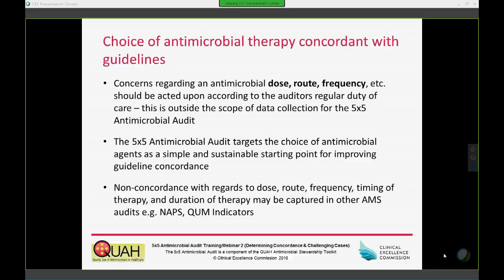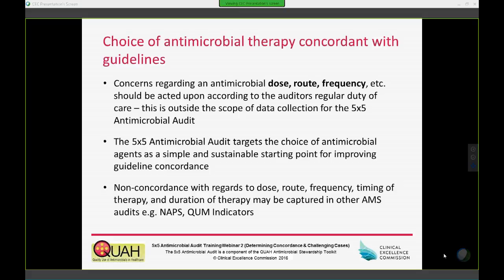So if you normally act upon this information, if you normally have a discussion with the doctor when you notice that the dose or the route or frequency don't match guidelines, then we would encourage you to continue to do so, but that's not information that's captured in the 5x5 antimicrobial audit.